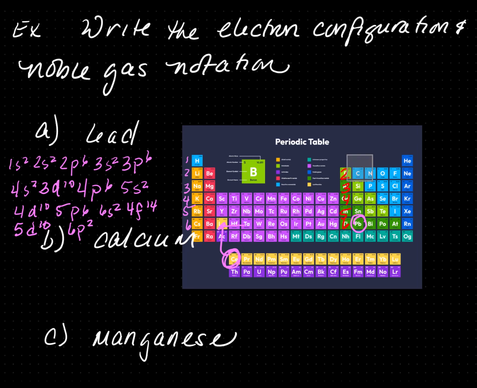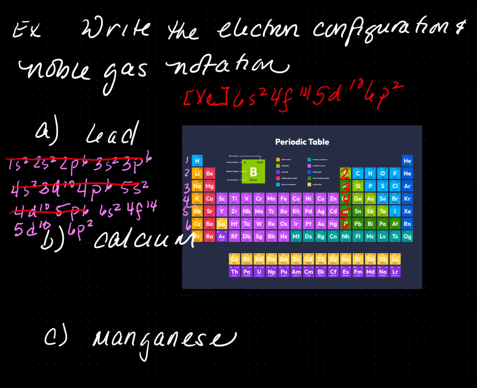So if I want to do the noble gas notation, I'm going to find lead. I'm going to go up 1 period, go to the noble gas, which is xenon. So I put xenon in bracket. We know that xenon is going to be 5p6 because it's in the P block in period 5. We go all the way to 5p6. That is completely filled. That is xenon in noble gas notation. And then I need to write everything else after. So that's the noble gas notation for lead.